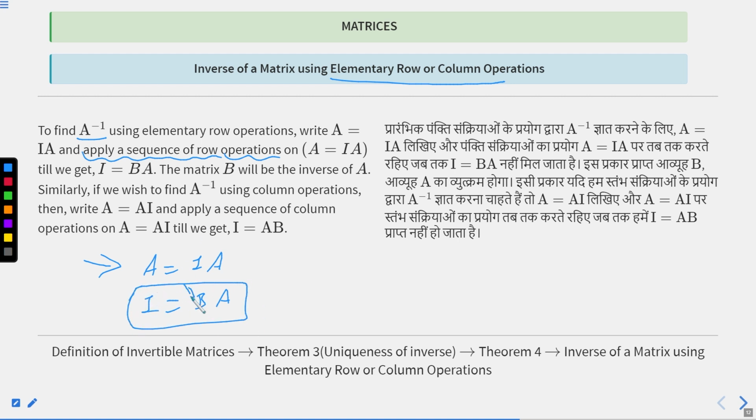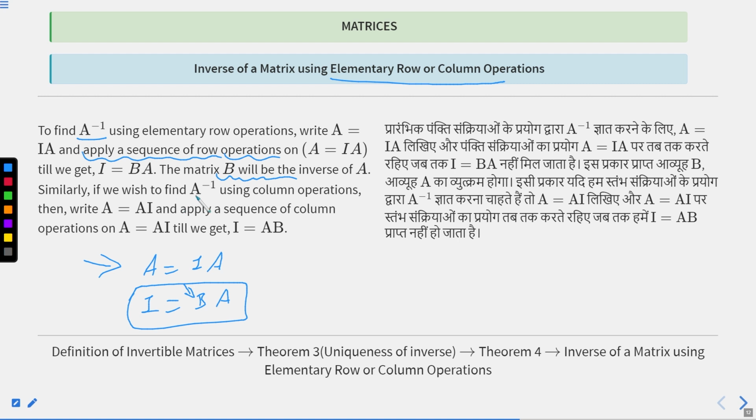And this B will be what? Our inverse of A. Okay, clear? Inverse of A. I hope that it is clear.